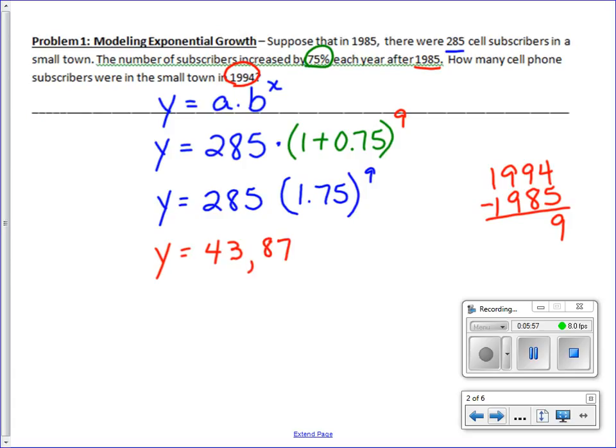43,870, and I get 1.986. So we're going to round that up since we can't have a fractional number of cell phone subscribers. They either do or they don't. We'll round that up to 2. So 43,872 cell phone subscribers.